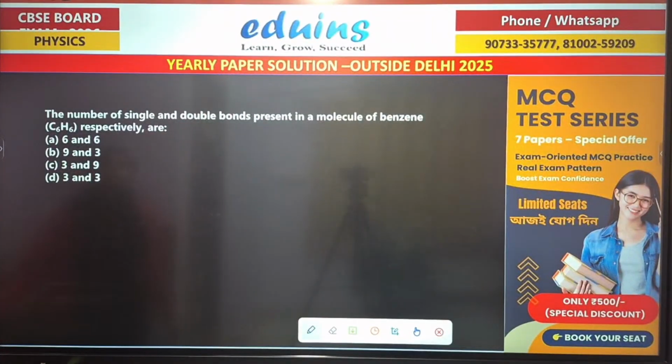So the number of single and double bonds present in a molecule of benzene respectively are. So what will be the answer? Option A is 6 and 6. Option B is 9 and 3. Option C is 3 and 9. Option D is 3 and 3. So what will be the answer? Okay, option A, 3 and 3. Okay. Let's continue.